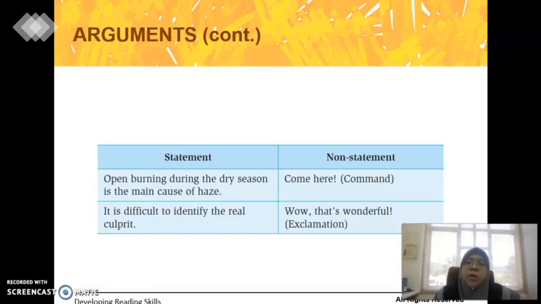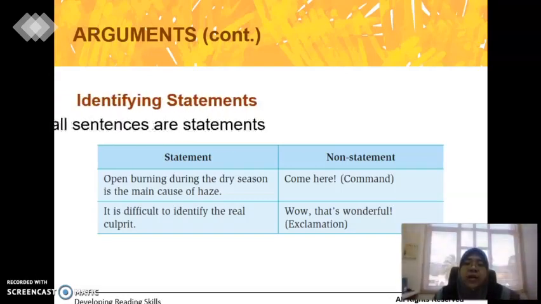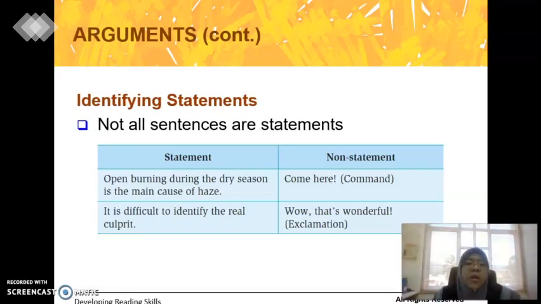We go to how to differentiate between a statement and a non-statement. For example, open burning during the dry season is the main cause of haze. It is a statement. However, a word like "come here" is not a statement. It is just a comment. It is difficult to identify the real culprit. It is a statement. Wow, that's wonderful. It is an exclamation. It is not considered a statement. Meaning that not all sentences are statements. Not all the sentences that you see are statements.